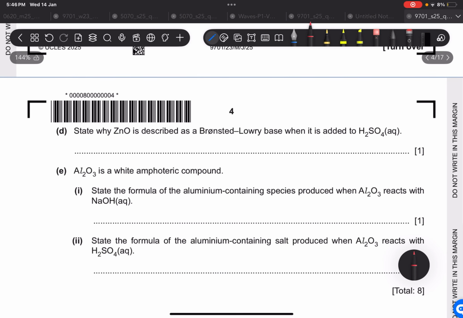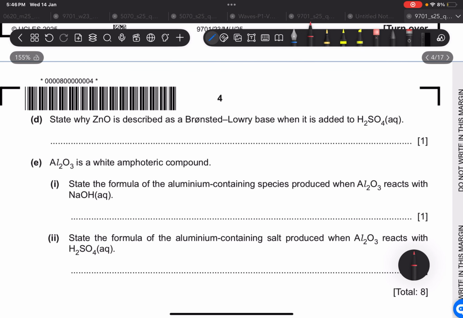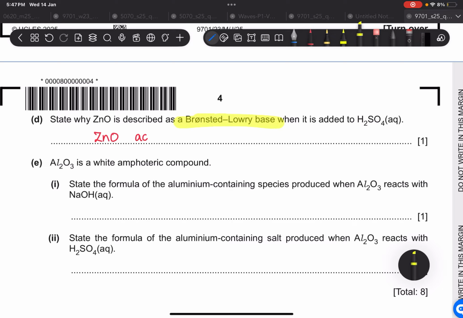State why zinc oxide is described as a Bronsted-Lowry base when it's added to H2SO4. I'd be honest, I don't know the exact reaction that's happening over here, but I'm simply gonna tell the examiner it's acting as a Bronsted-Lowry base because I know Bronsted-Lowry bases are proton acceptors. So I'm simply gonna write it accepts a proton. And if the question states that this is acting as a Bronsted-Lowry base, then it must accept a proton. So it acts as a proton acceptor.